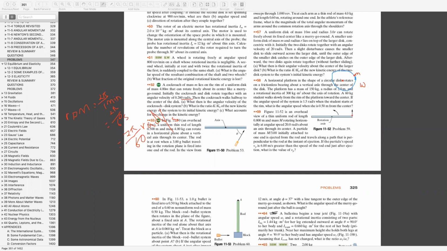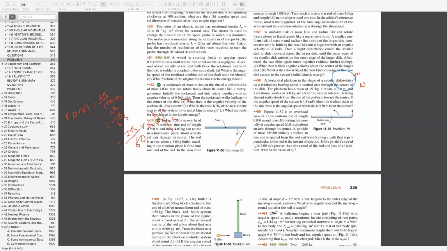Here we try to make sure we are understanding the right way, so when we see a question, how we analyze them. If you are comparing two states, okay, the first one is the disk and the cockroach, and then the cockroach is moving, which means that the radius is decreasing, right? And we want to make sure we have the same angular momentum in both states.